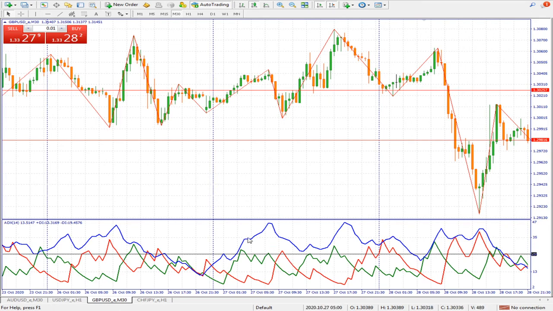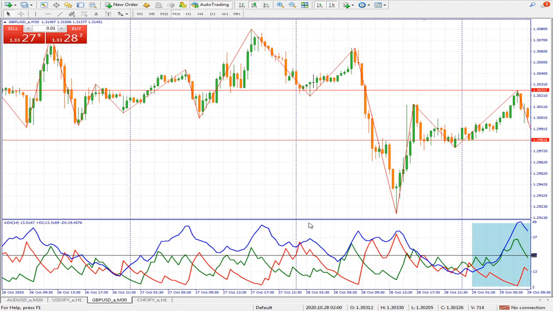So you have the blue line. Anytime you have the blue line above 25, that means we have an active trend. Then the green line being above the red one means that trend is upwards. When you have the blue line above 25 and the red line above the green one, that means we have a trend, and that trend is downwards.